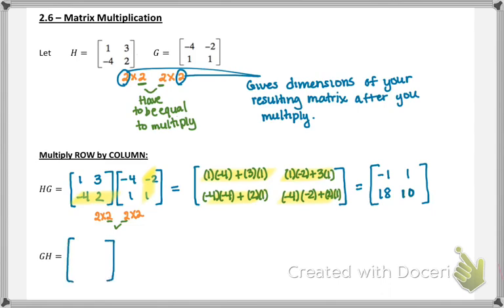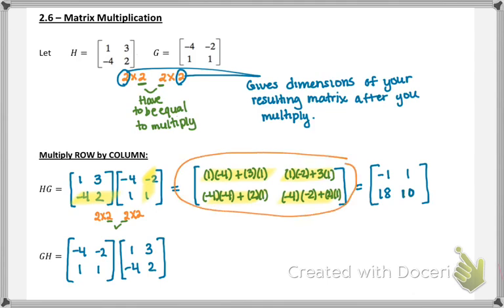I'm going to put G on the left, negative 4, negative 2, 1, 1, and I'm going to put H on the right, 1, 3, negative 4, 2. Now this part you do not have to show every time. If it helps you, go ahead and show it. If you don't need it, you don't need to show that. Alright, I'm just writing it out the first time for you so you can have it in your notes of how to do it in case you forget.